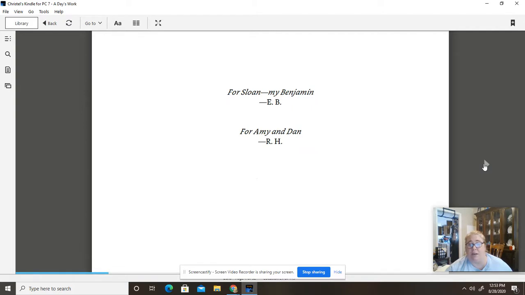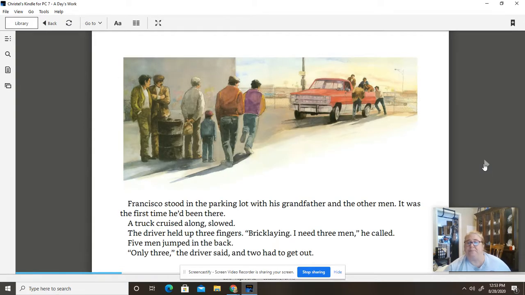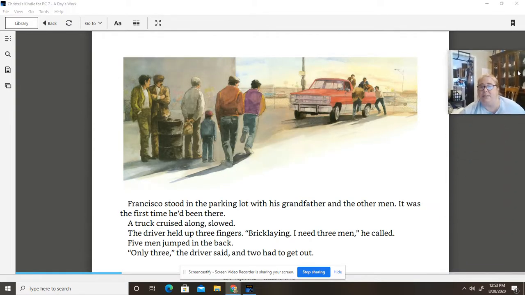Some of you might have already heard this book, which is fine. But we really want to focus on the characters, and the characters are the grandfather and then Francisco. So I'm going to just start reading it.